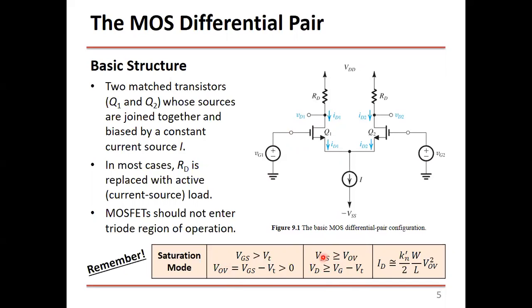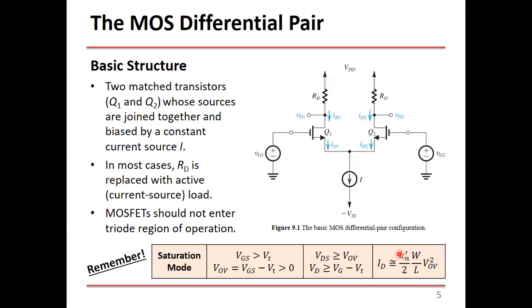And since VDS is from D to S and VGS is from G to S, we can just ignore the S and say that VD to the ground should be greater than VG to the ground minus VT. And if you satisfy these two conditions, then the DC current at the output, ID, is defined by this equation.